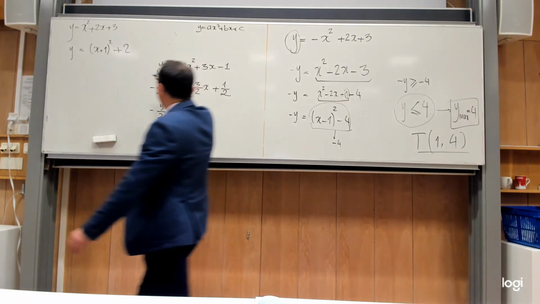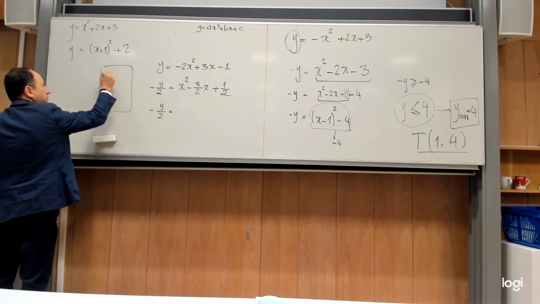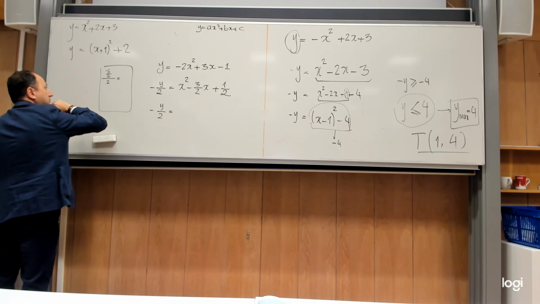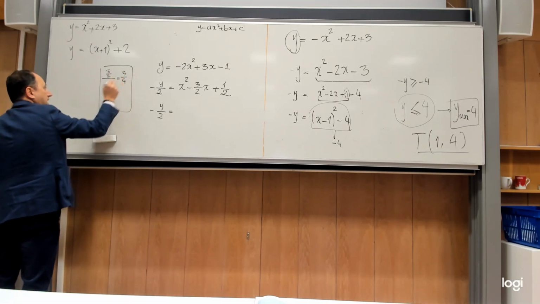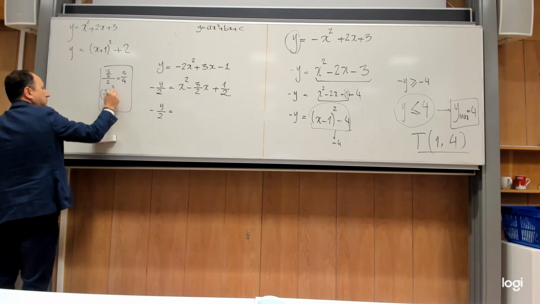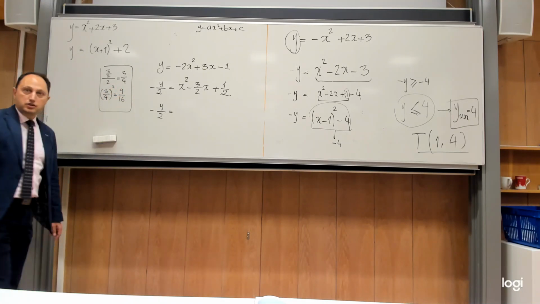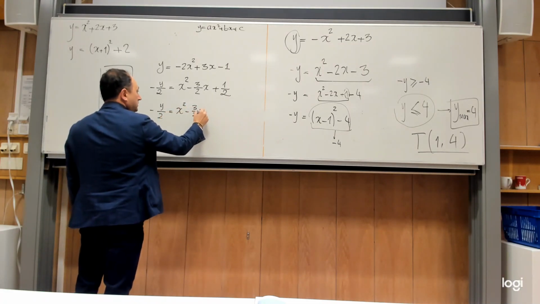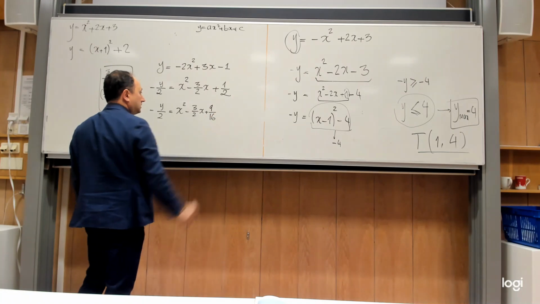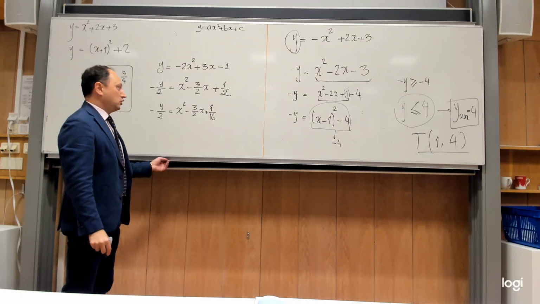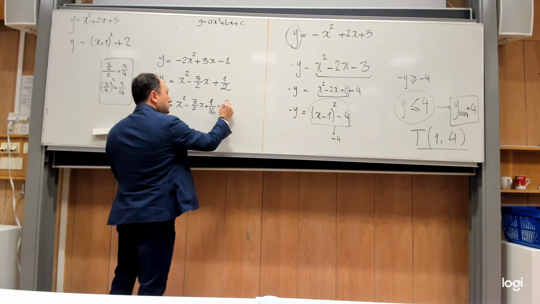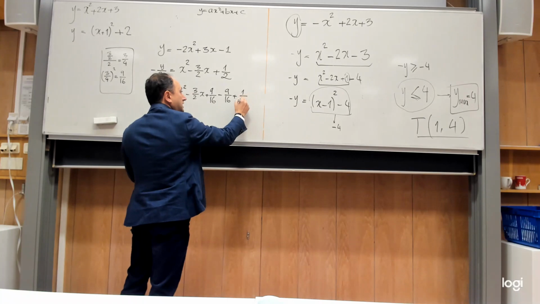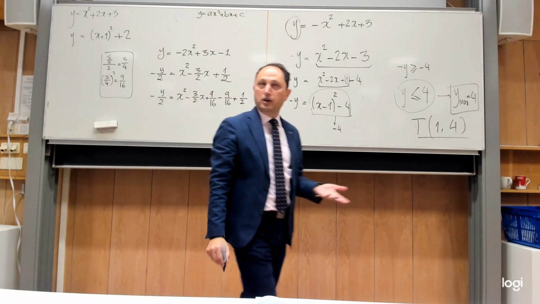So you go to a scratch paper here. You divide 3 over 2 by 2 immediately. What's the answer? 3 over 4. Yes. And then square it. 9 over 16. Yeah. So what you do, you write x squared minus 3 over 2x plus 9 over 16. But I cannot just add 9 over 16 there. I have to compensate for that. But I have also an extra 1/2 here. So you see, the concept is not harder here. Algebra is harder. That's it.